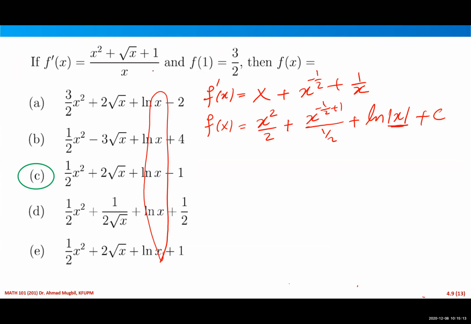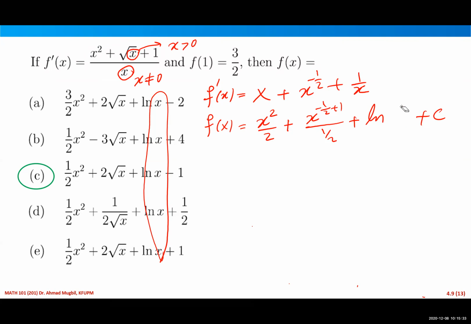Look at the domain. What is the domain of this function, Shabab? Positive. Yes, x here, because of this denominator, x cannot be 0. So the domain of this function is x greater than 0. So x is positive, no need.